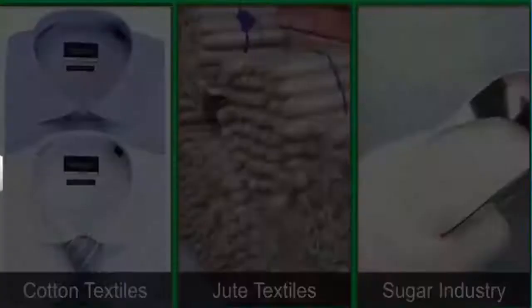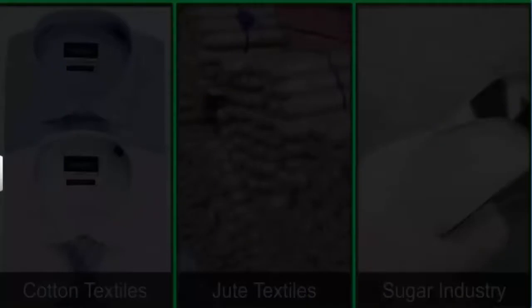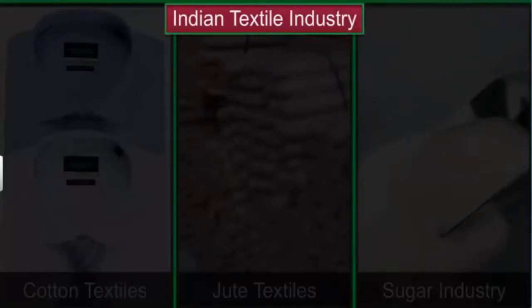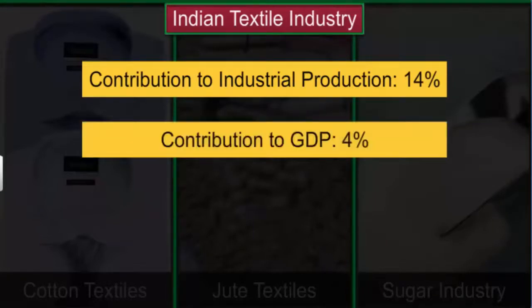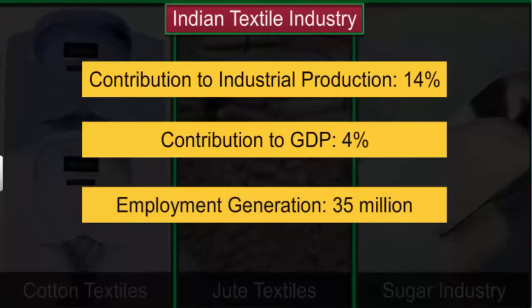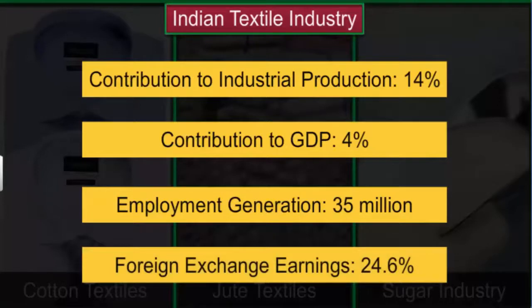Before we move on to cotton and jute textiles, let us take a look at the Indian textile industry in general. It is an important industry that contributes 14% to our total industrial production and 4% to our GDP. The Indian textile industry is the largest employer after the agricultural sector, employing around 35 million people. The industry also generates 24.6% of India's total foreign exchange earnings through exports.